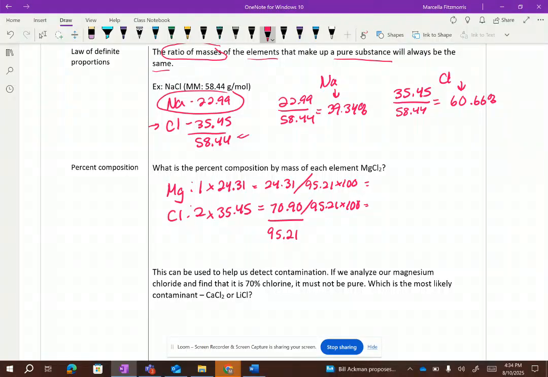So the percent composition of magnesium is 25.53% by mass, and the chlorine is 74.46% chlorine by mass. And that is my percent composition of MgCl2, which will never change. If Mg is anything but 25.53%, that means there's contamination present. One of the big things about this percent composition is that in real life, we're trying to identify what something is and if it's contaminated.